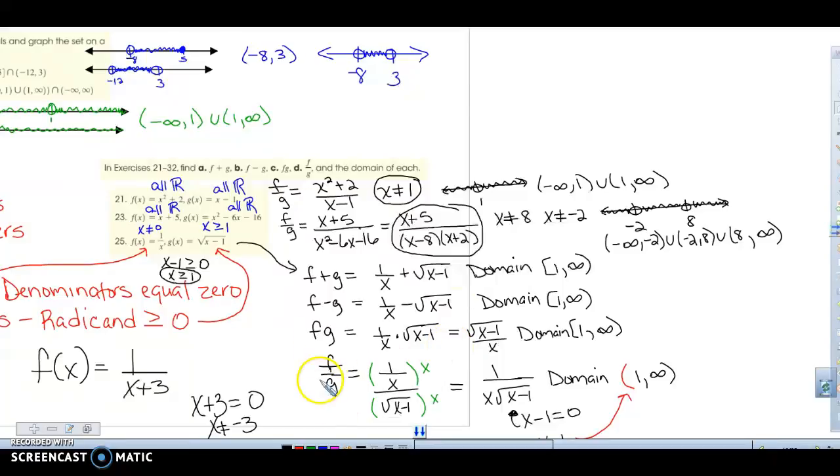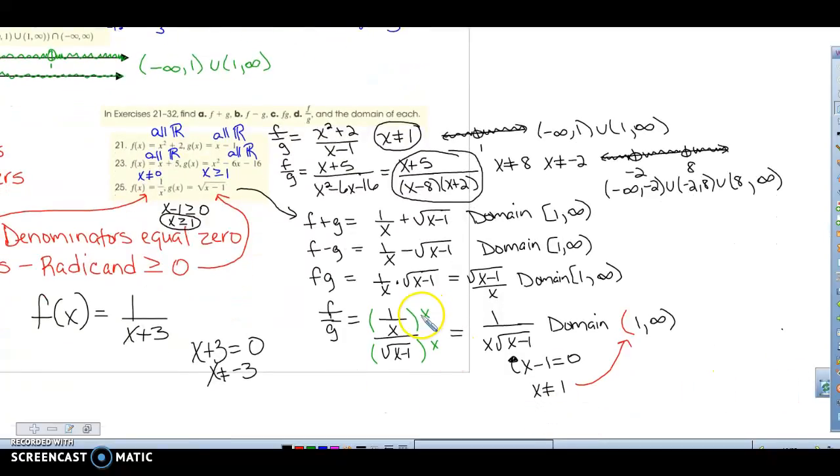When we look at the division of these two functions, notice the f function divided by the g function, we create a complex fraction. We can simplify this complex fraction by multiplying the numerator and denominator by the common denominator of x. What happens here is the x's cancel and you get 1, and on the bottom you get x times the square root of x minus 1. So this is the new function. Our domain, again, we're looking at values from 1 to infinity.